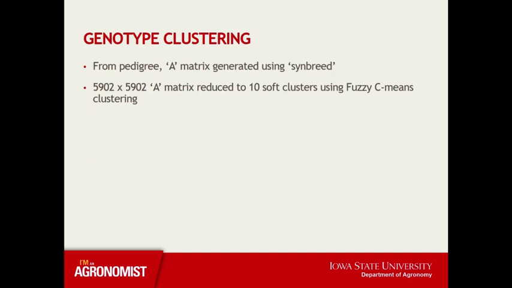So moving forward, once we constructed the pedigree using the SynBreed package, we then constructed an A matrix, which shows the relationship between every one of the pairs of lines. Since we had these 5,900 genotypes, we came up with an approximately 6,000 by 6,000 matrix, which we couldn't actually use in our modeling approach. So we reduced it using something called fuzzy C-means clustering, which works essentially similar to a PCA, where you can have multiple memberships and partial memberships within each grouping that it makes.